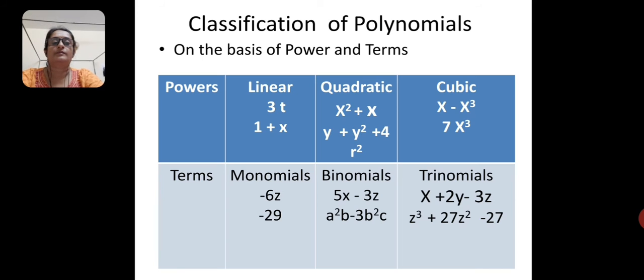Then in trinomials, three terms are there. Let's take the first example, that is x plus 2y minus 3z. So three terms are separated by addition and subtraction signs. Next is x cube plus 27z square minus 27. Here again three terms are there: x cube, the second one 27z square, and 27. So these three terms are there, so it's called a trinomial.